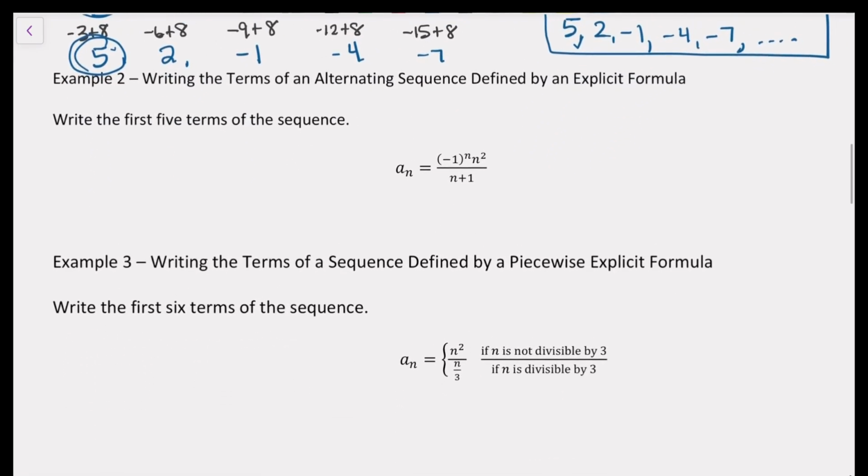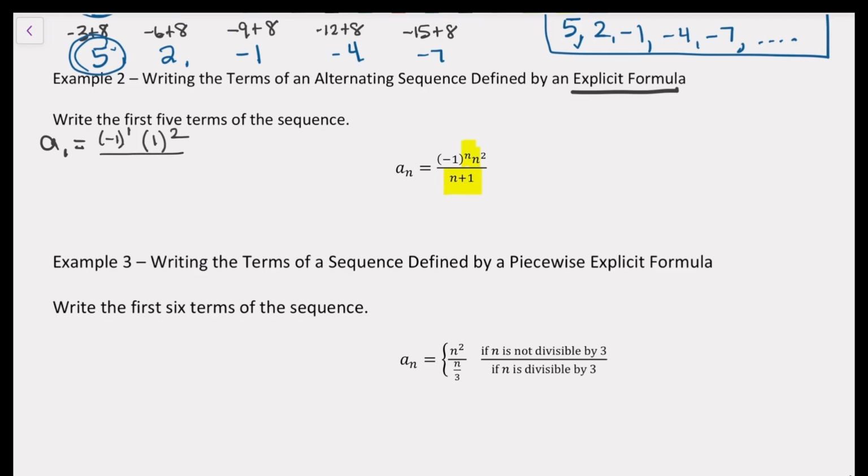Example 2 here, write the first 5 terms of the sequence. So we're going to do the same thing. There's a little bit more to this formula. It is explicitly written, though, where I'm plugging in the n, which is the term that we're on. So I'm going to write it this way this time. A sub 1, we're discussing the first term. So it's -1 to the power of 1. It is now 1 squared, so that was me putting in the n there and the n there. And then on the bottom, it is n plus 1.